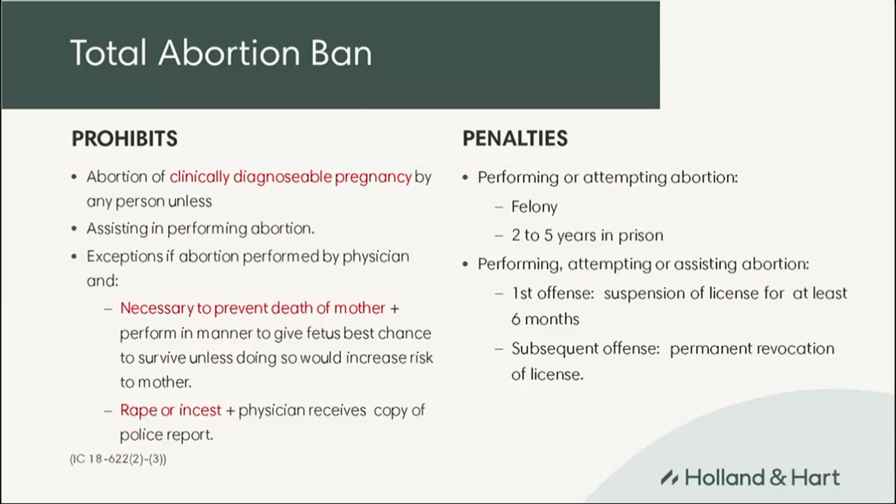What happens if you violate that? Well, performing or attempting to perform an abortion is a felony. It's 2 to 5 years in prison. In addition, attempting to perform or assisting in an abortion can subject you to loss of licensure. For the first offense, the license is suspended for at least 6 months. For any subsequent offense, it's a permanent revocation of the license. I'll talk more about what that means for assisting in an abortion a little bit later, but that is the total abortion ban. The trigger is whether or not there's a clinically diagnosable pregnancy.